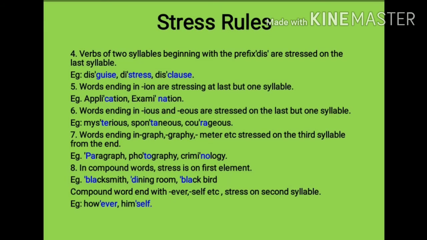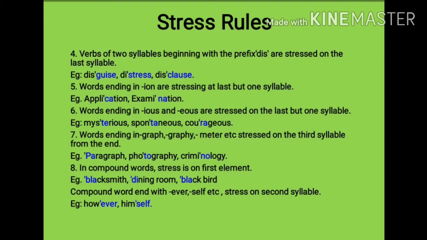Third rule is, verbs of two syllables beginning with the prefix dis are accented on the last syllable. For example, the words disguise, distress, disclose. So these are verbs with a prefix of dis.